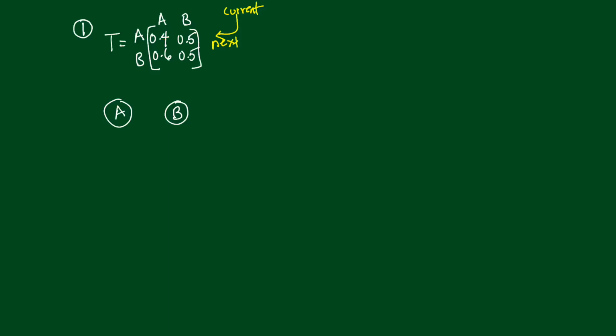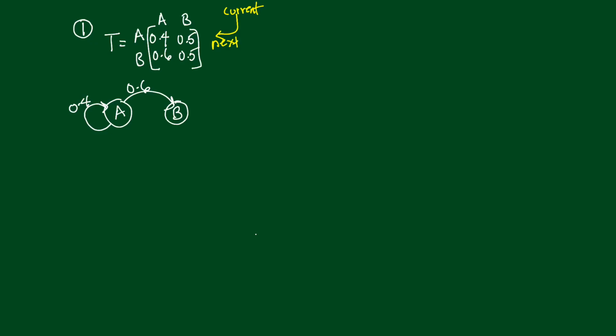So the probability of going from A to A, from A back to A, is 0.4. So from A back to A is 0.4. And from A to B, right, from A to B is 0.6. And those have to add to 1.